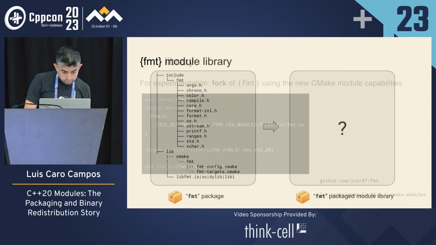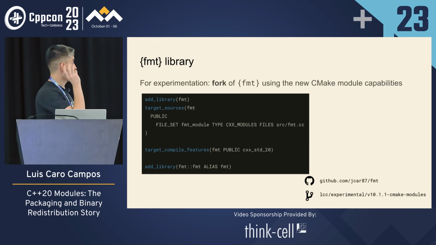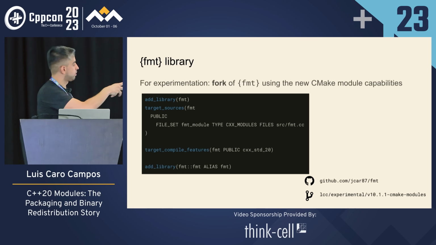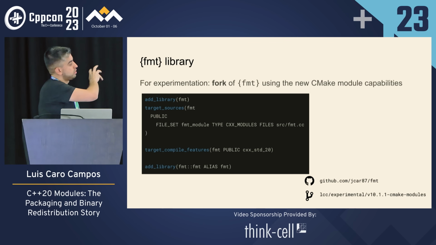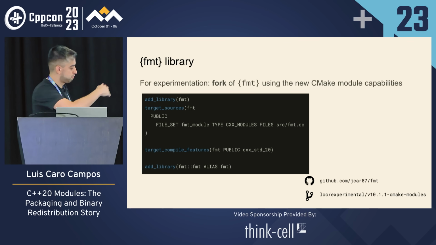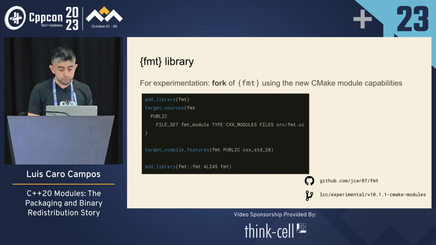And for experimentation, what I did was I took a recent version of FMT, so 10.1.1, and I made a few changes in a fork of FMT to use the new CMake functionality so I could run my experiments. So it's literally just pretty much upstream FMT with some small changes in the CMake lists. So they're there for reference.